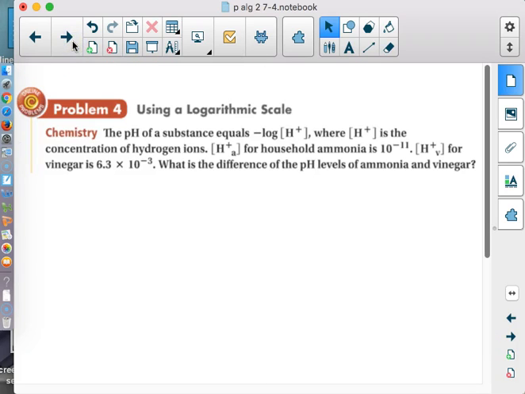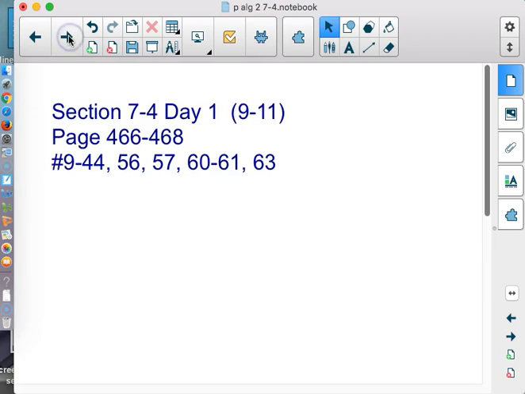All right, one word problem here. Chemistry. Woohoo! The pH of a substance equals negative log H plus. All right, so I guess we won't do the chemistry problem. You must have figured out that we wouldn't have enough time for that. And I've got a little time to start on that.